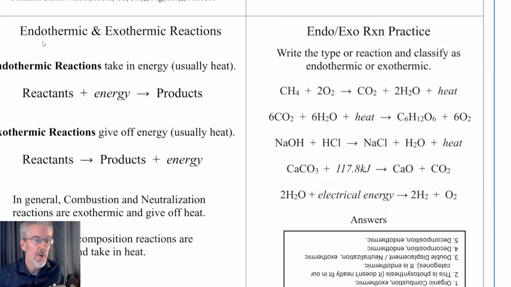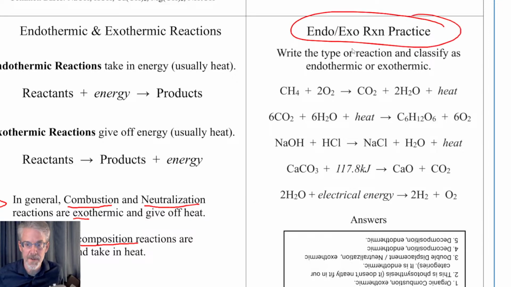You should also know about endothermic and exothermic reactions, which you probably do, but what I'd like to alert you to is that combustion reactions and neutralization are going to be exothermic. Decomposition is going to be endothermic. So that's a good rule of thumb. That's real useful to know. And there's some practice here you could do later with the guide.